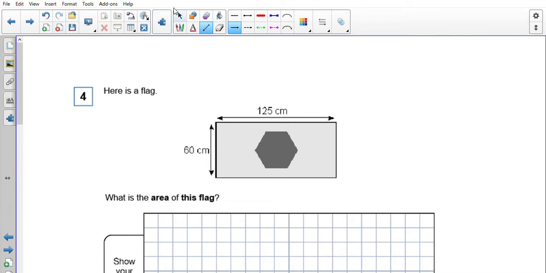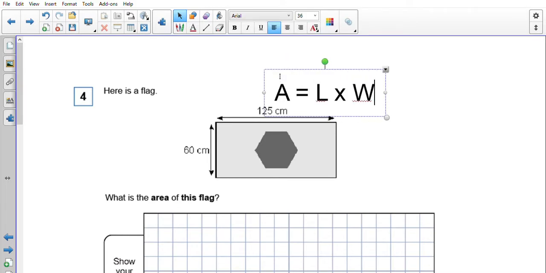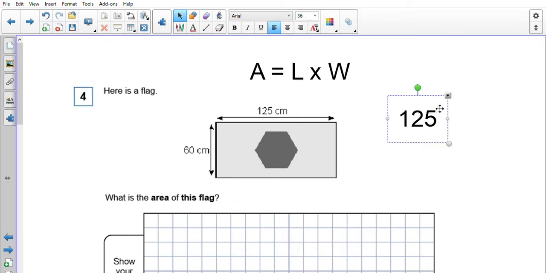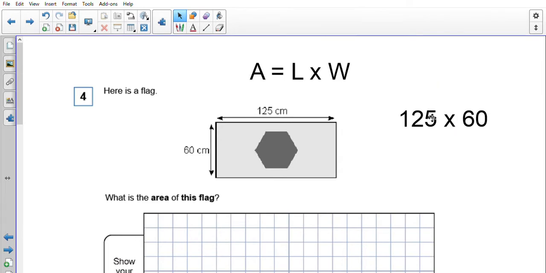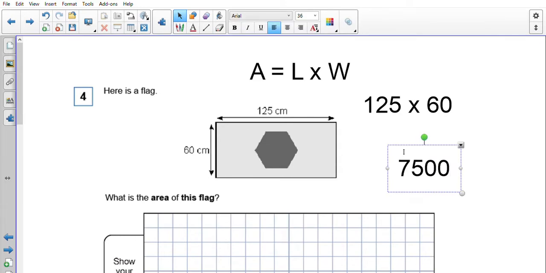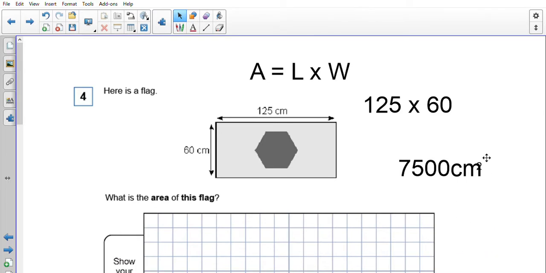Question number 4. Here is a flag. What is the area of the flag? Well, we know that area equals length times width. Okay, so that means we need to do length times width, which means I need to do 125 multiplied by 60. Let me use my asterisk. Very good. 125 multiplied by 60. 125 multiplied by 60 is 7,500. So that gives me 7,500 centimeters squared. I will actually make this one a bit smaller so it sits above it. Superscript that there. Lovely. So that's my area of my flag.